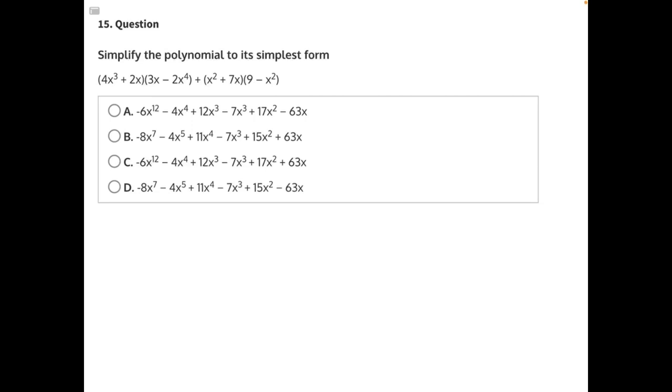Simplify the polynomial to its simplest form. In this polynomial, we have two sets of two binomials being multiplied together, and anytime we're multiplying two binomials together, we need to use the FOIL method, where we multiply our front terms, then our outer terms, then our inner terms, and then our last terms.